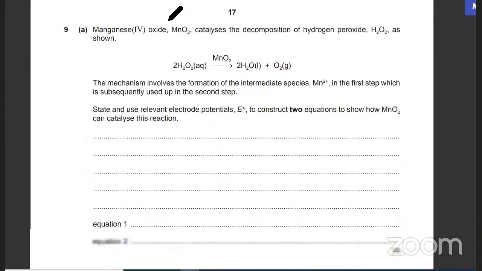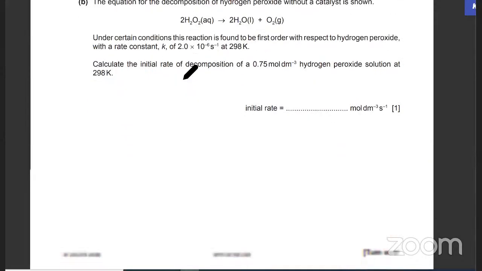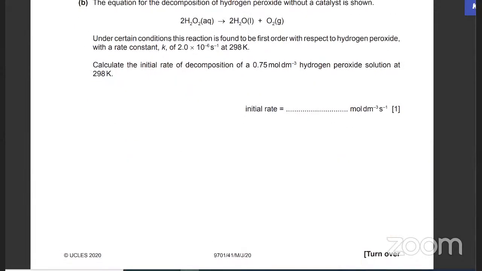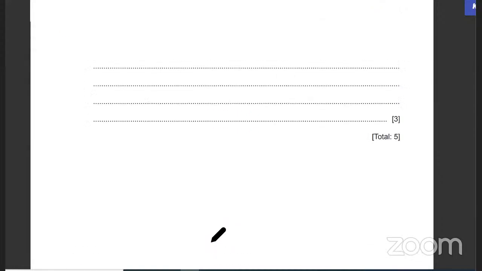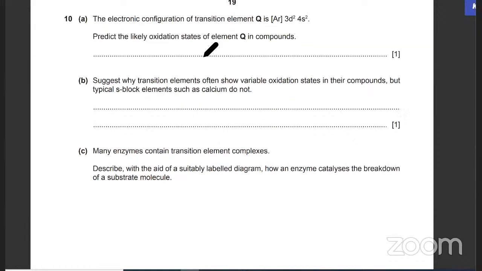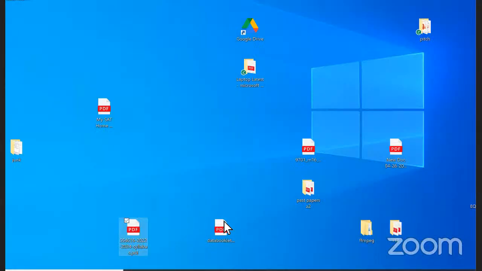So let's start with this paper. That's the last question. Question number 10. Predict the likely oxidation state of element Q, 3d4 4s2. What is the likely oxidation state of element Q? What is that element? We would need the data booklet. What is 3d3 4s2? That's scandium, vanadium. That's probably vanadium.